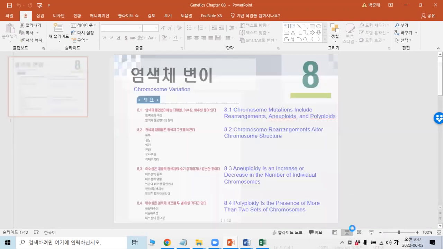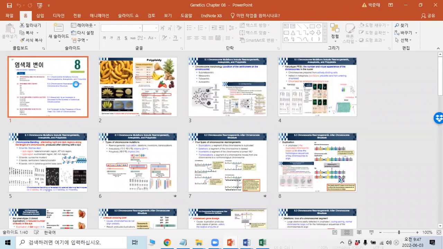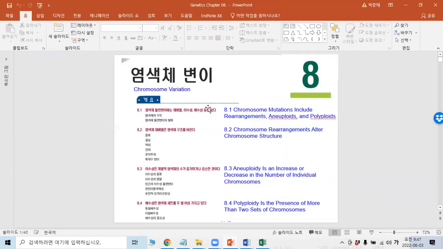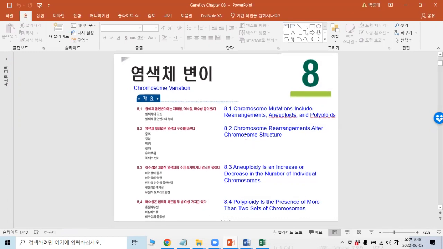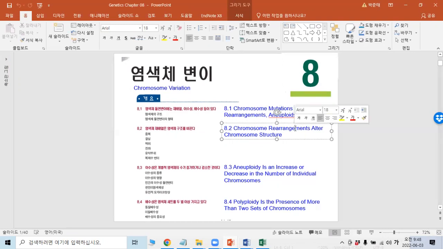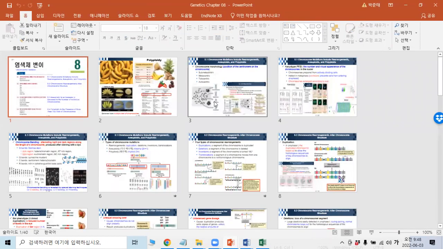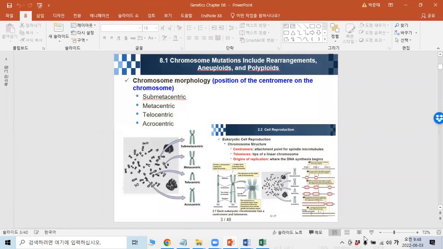Okay, so we will see some details. Chapter 8 is chromosome variation. We have four subjects, starting from chromosome mutation, rearrangement, aneuploidy, and polyploidy. We will also learn some chromosome rearrangement, and we will cover aneuploidy and polyploidy. So this is our chromosome.